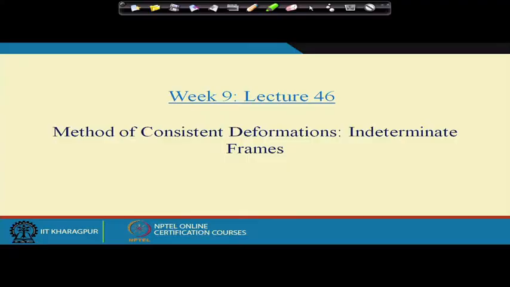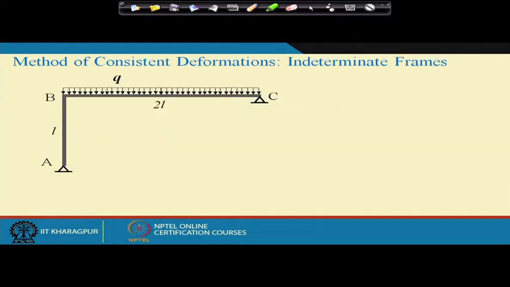What we have done so far is we have applied the method of consistent deformation for trusses and then for beams. What we will do today is apply the method of consistent deformation for indeterminate frames. The concept again remains the same, only the applications are different. So, today is method of consistent deformation applied to indeterminate frames. Let us start our first example.